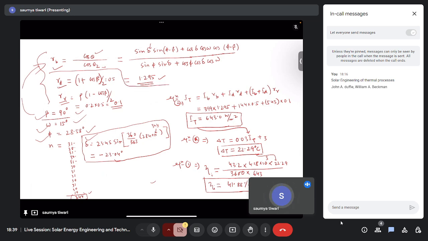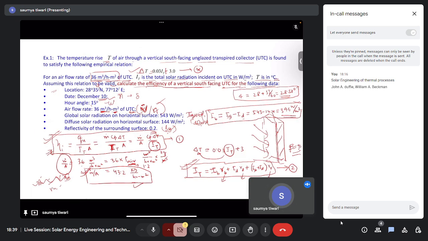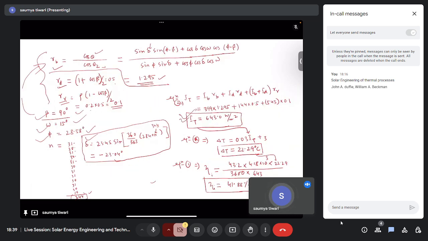Okay. Similarly, you can calculate RD for diffuse. So 1 plus cos beta, beta will be 90 degrees, it will come to 0.5, and your rho is 0.2 reflectivity, and your beta is 90. You can get the RR value. So from that you can calculate the total flux falling on the vertical wall.